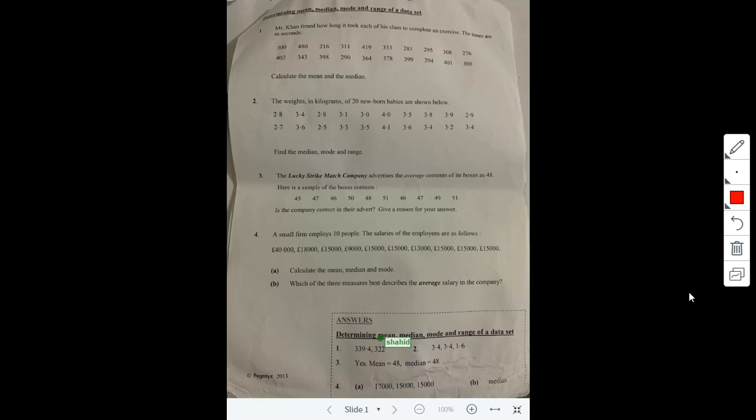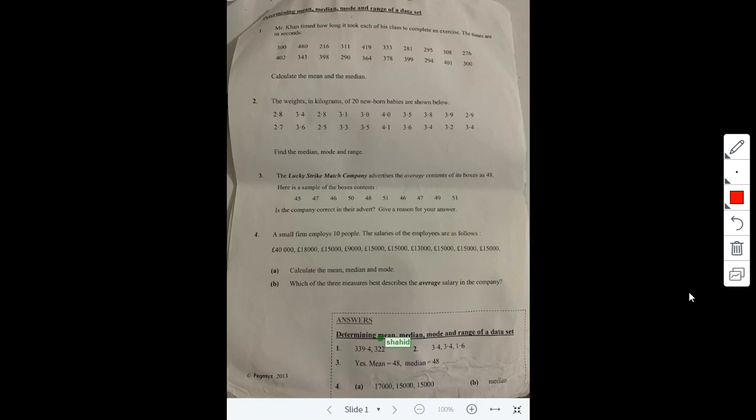Okay. And then for question 3, it says the Lucky Strike Match company advertises the average contents of its boxes as 48. Here is a sample of the box's contents. Is the company correct in their advert? Give a reason for your answer. Because the average is the same as mean, right? Yes. So I'd first find the mean, and if the mean is 48, then it would be correct, right?